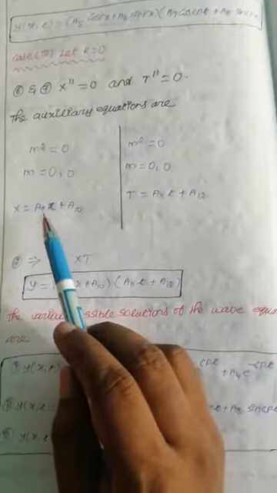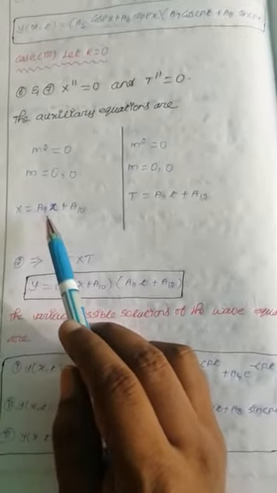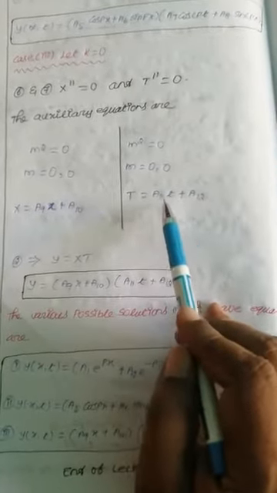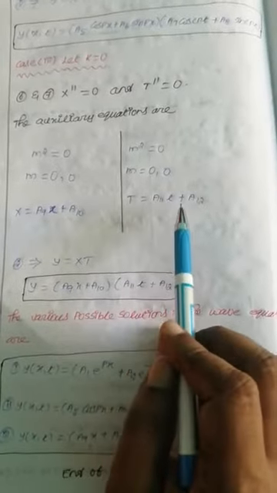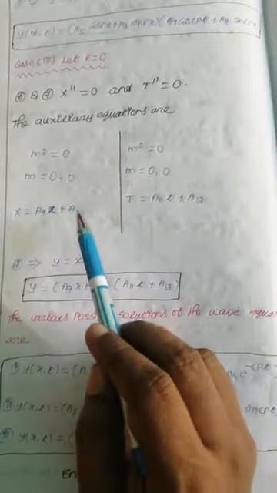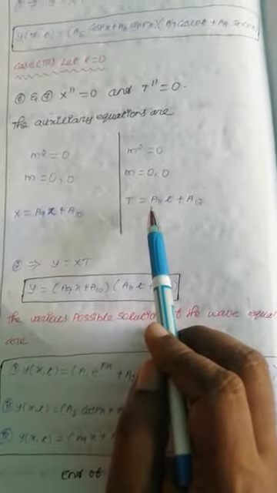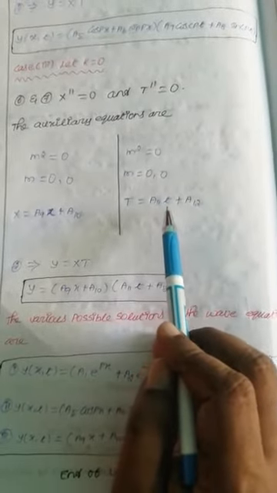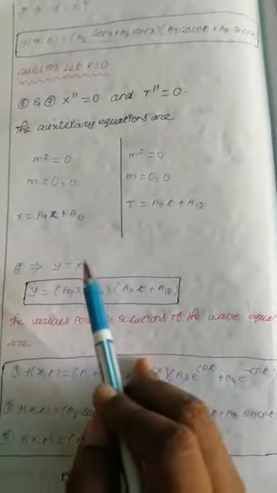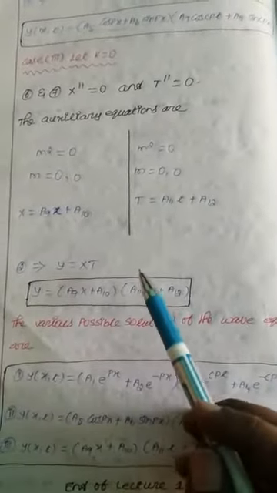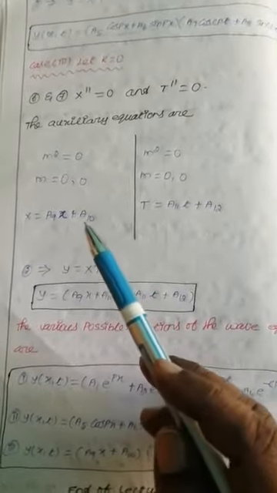Why have I written x? Because capital X is a function of x alone and capital T is a function of t alone. That's why here I have taken x and here I have taken t. Here we already used the constant a10. Here we take a11 t plus a12. Now the solution is y equal to capital X into capital T. The product of capital X and capital T is the solution.